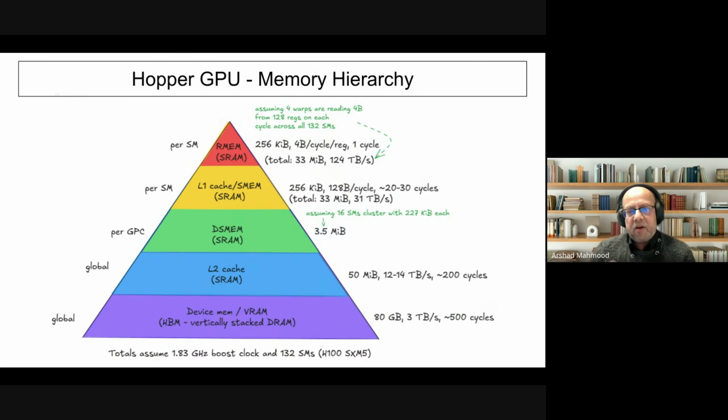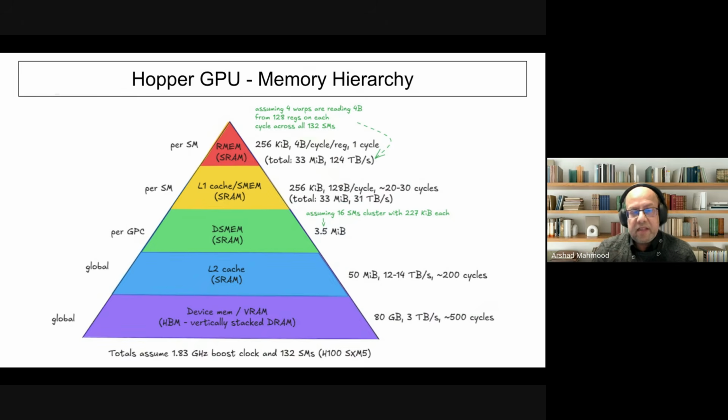The next level up is L1 cache, which is closer to the actual streaming multiprocessor. And again, you're getting around 31 terabytes per second. And right at the top is register memory, where you're getting maybe 124 terabytes per second. So really, the secret to a high-performance kernel is the top 3 layers here.